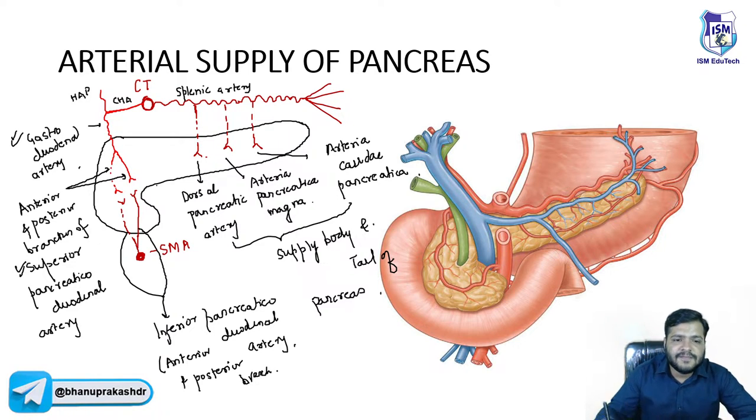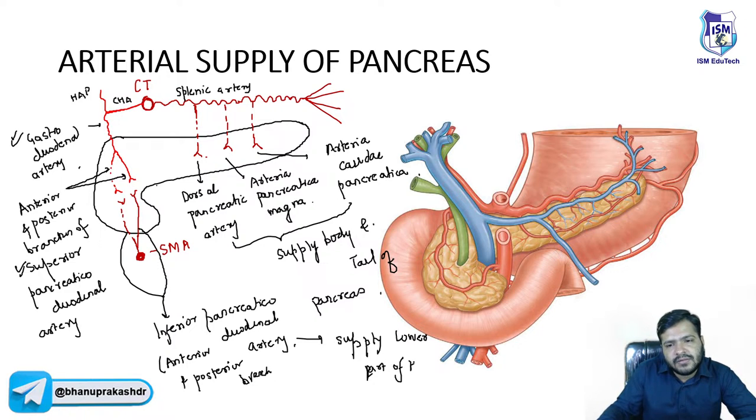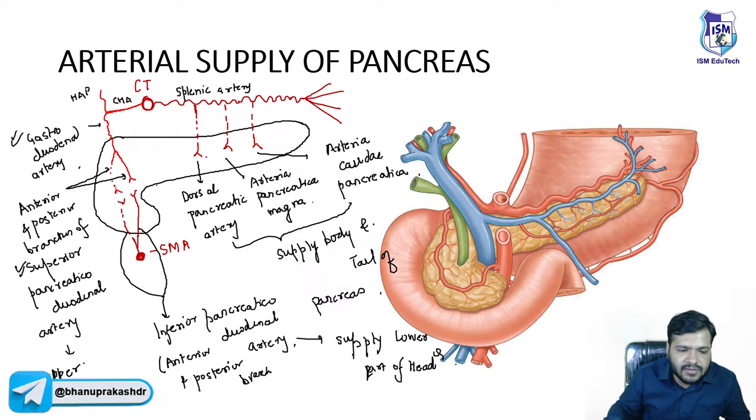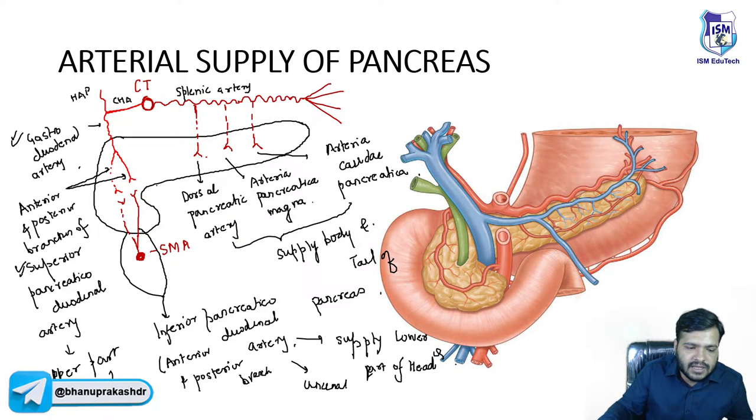So remember, the inferior pancreaticoduodenal artery supplies the lower part of the head. That is again a question. And remember, the superior pancreaticoduodenal artery supplies the upper part of the head. The inferior pancreaticoduodenal artery will also supply the uncinate process.